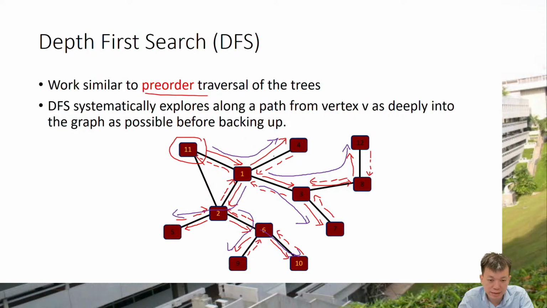So you can see, I don't know whether you can observe that, it can travel from 11 to 2 as well. The order depends on your implementation. Because when I visit 11, should I go to 1 or 2 first? It depends on how you implement it.